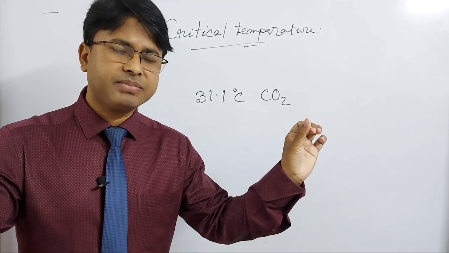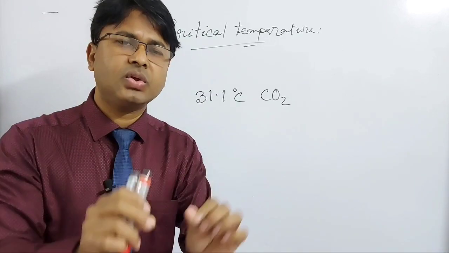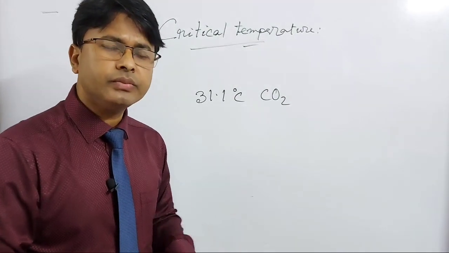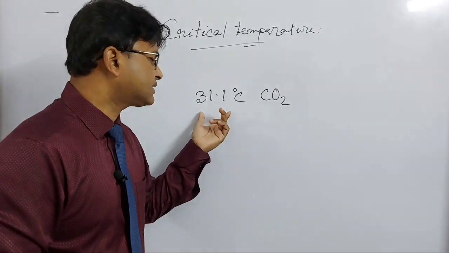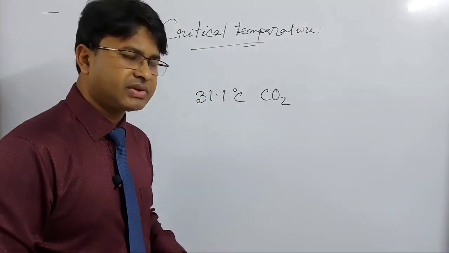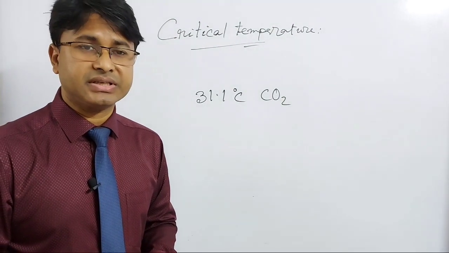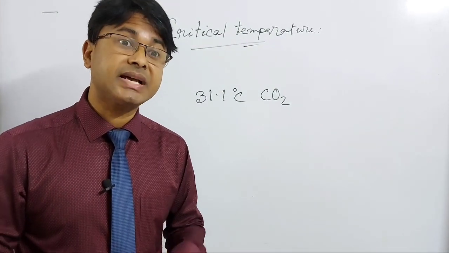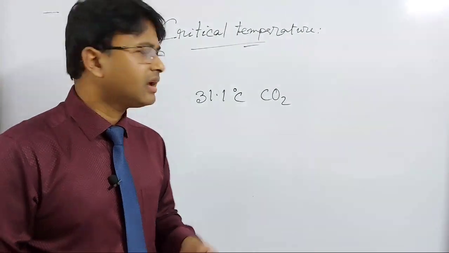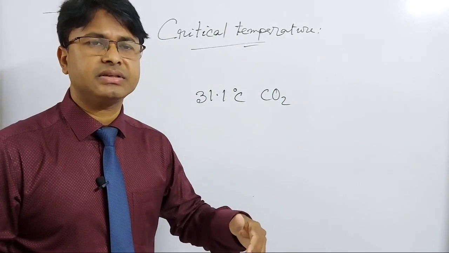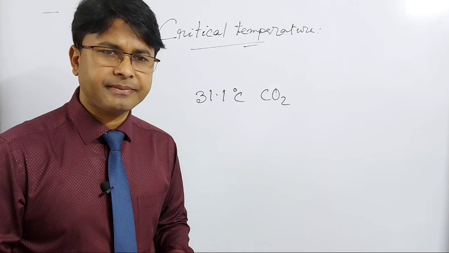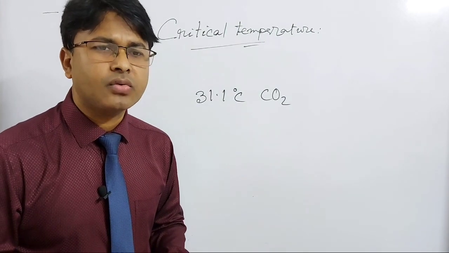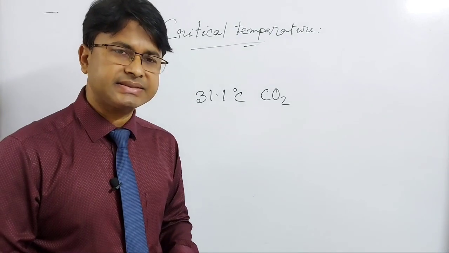In that case, after applying pressure, they will not come closer to convert into liquid carbon dioxide. But if you decrease the temperature to 31.1 degree centigrade or below, then if you apply a sufficient amount of pressure, carbon dioxide gas will convert into liquid state. That's why 31.1 degree centigrade is the critical temperature of carbon dioxide gas.